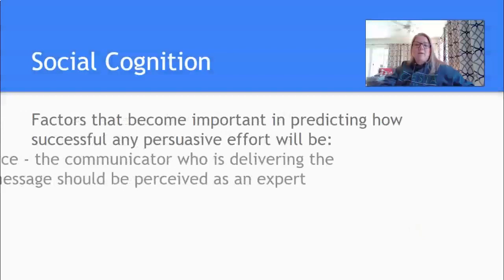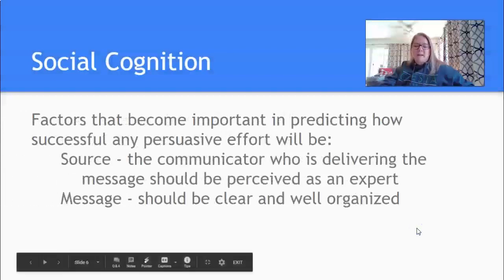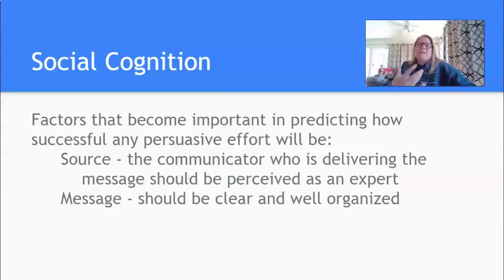Factors that become important in predicting how successful a persuasive effort will be. Well, first of all, we look at the source, the communicator, who is delivering the message. They should be perceived as an expert. A 4-year-old telling her mom, please let me go to the pub. The source is 4 years old. We're not going to take her seriously, right?